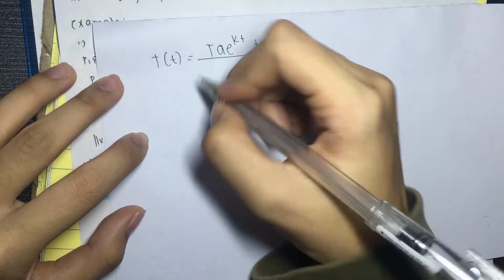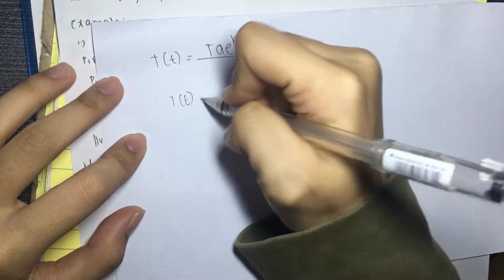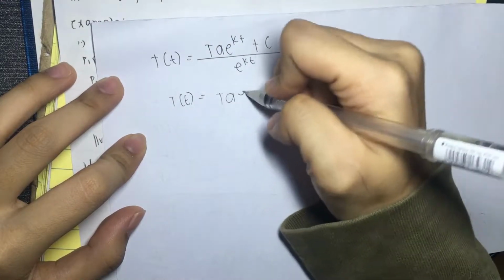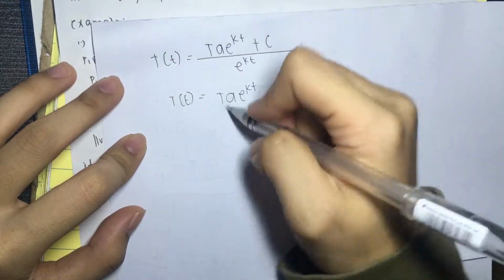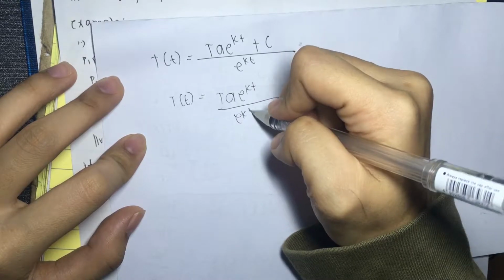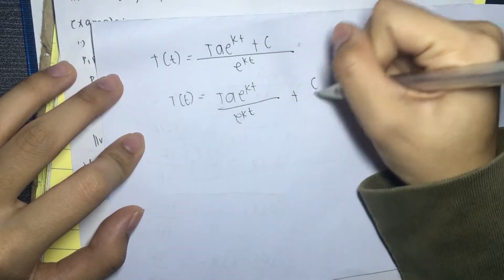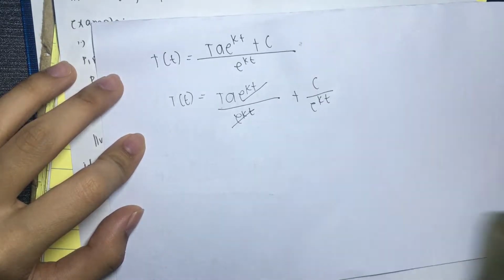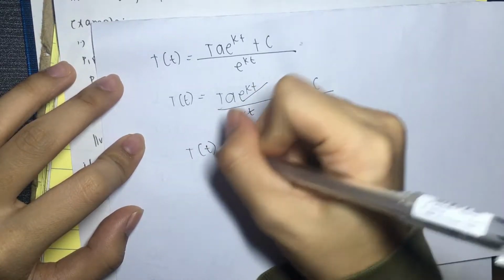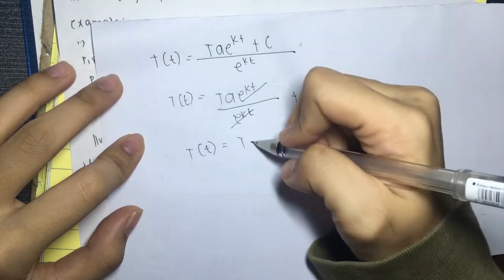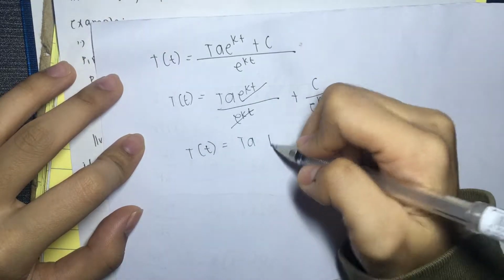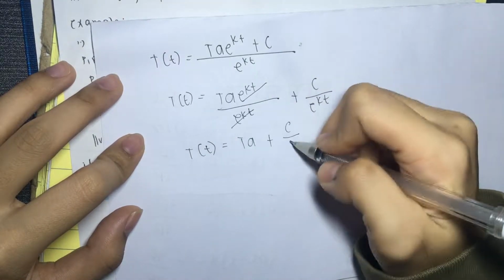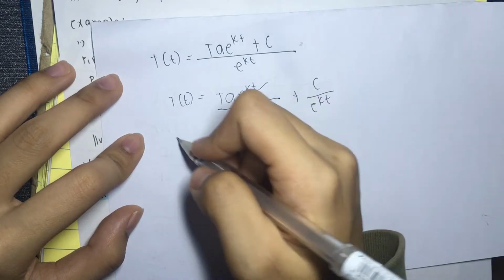We can write this as Ta e raised to kt over e raised to kt plus c over e raised to kt. We can cancel this out, and we are left with Ta plus c over e raised to kt.